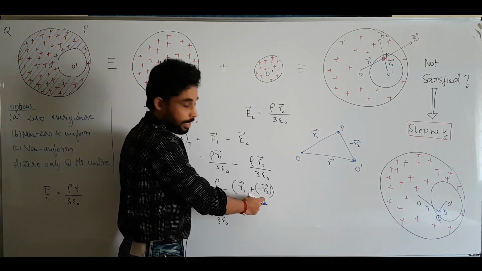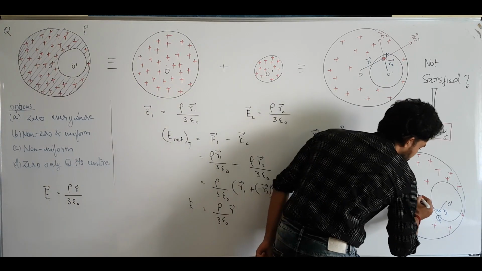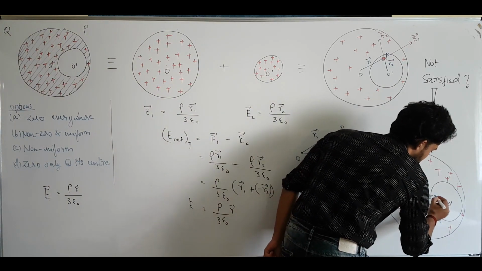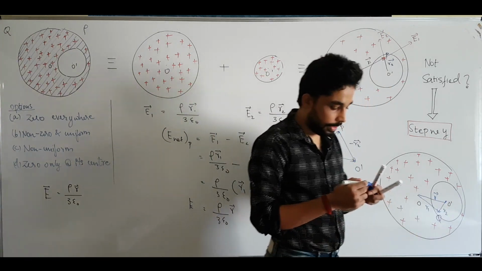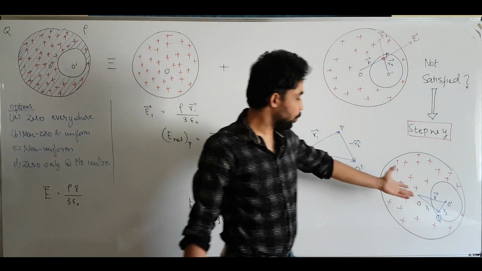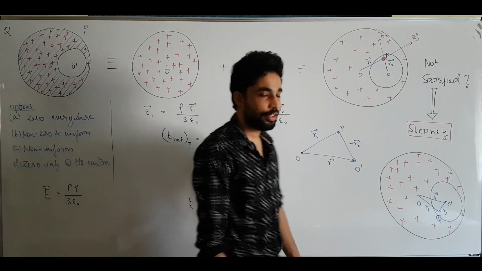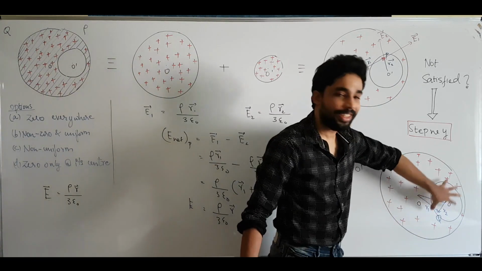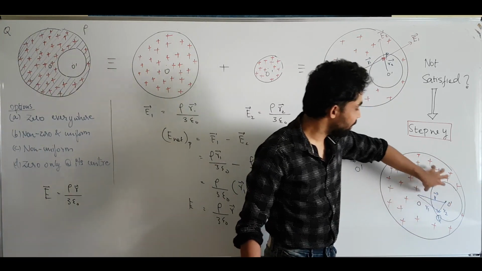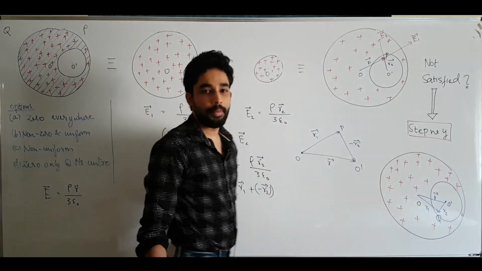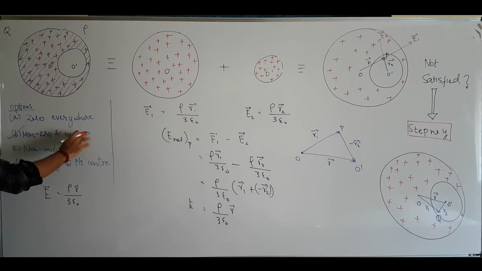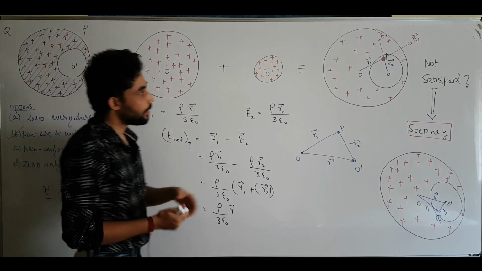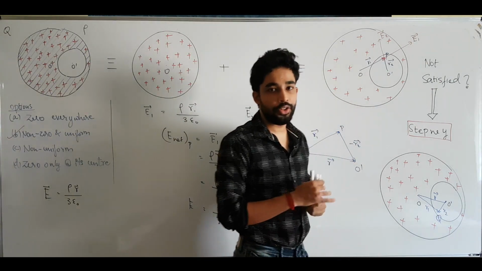r1 plus minus r2 vector, which is going to be this r vector, which is the distance between the two centers, and we know that the distance between the two centers is going to be the same. It's not going to change unless you change this cavity or you move this cavity around. It is going to remain the same. So the correct option from these should be non-zero and uniform. So the electric field inside the cavity is non-zero and it should be uniform everywhere.